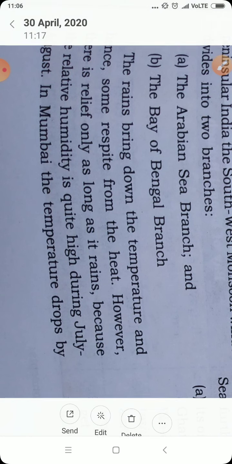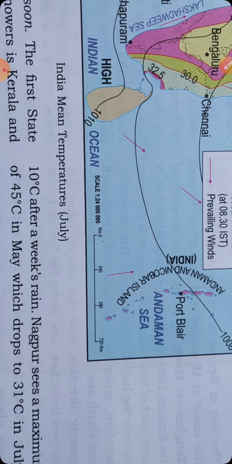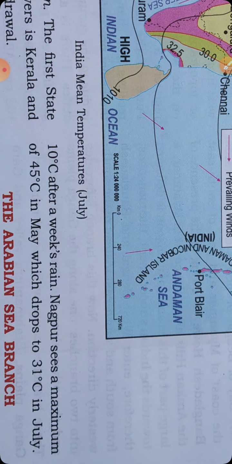Now, the rains bring down the temperature and hence some respite from heat. Respite means relief. However, there is relief only as long as it rains, because relative humidity is quite high during July and August. In Mumbai, the temperature drops 10 degrees after a week's rain. Nagpur sees a maximum of 45 degrees in May, which drops to 31 degrees Celsius in July.